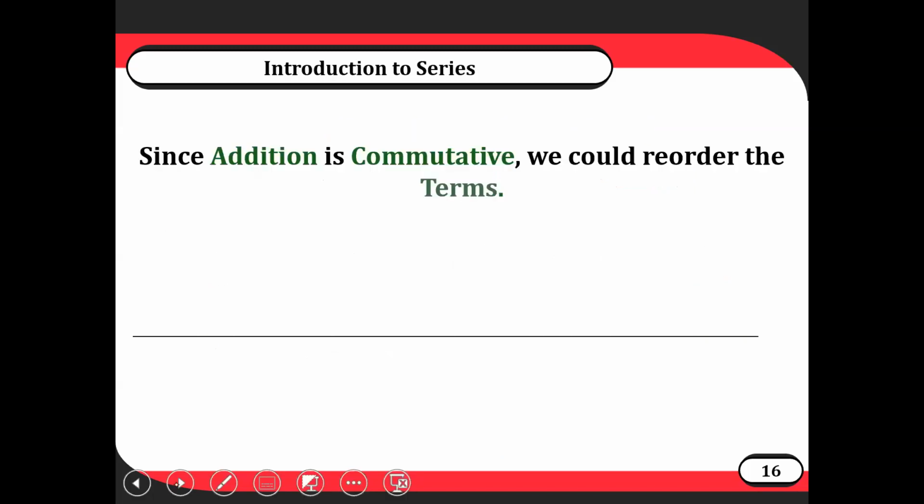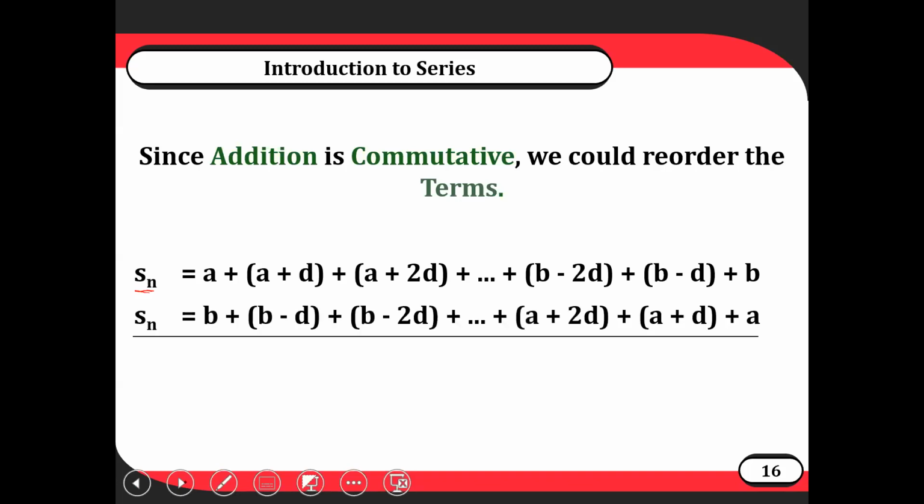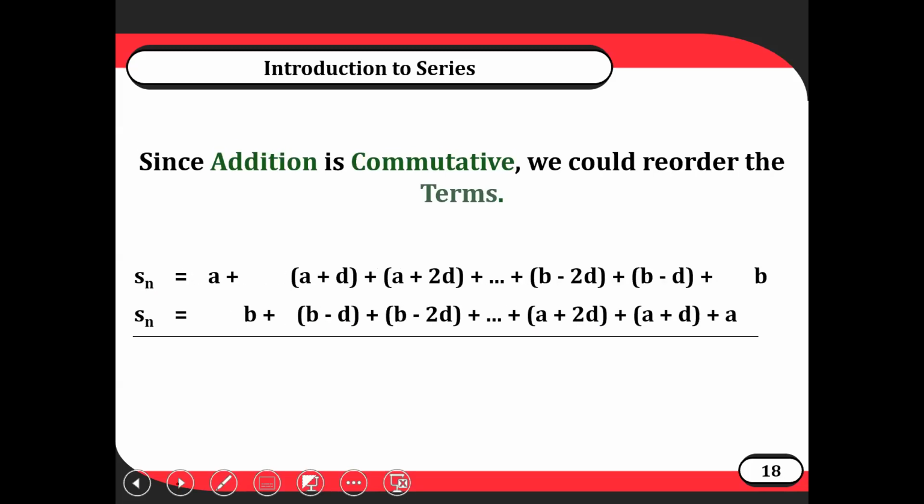All right. Since addition is commutative, we can reorder the terms. So this is our original series written in the original order, and then we're going to write it again backwards, in reverse order: b plus (b minus d) plus (b minus 2d), all the way back to a. We're going to shrink it a little bit and stretch it out, and then add these two together. So we get 2 times the series is equal to a plus b for these two terms. And you'll notice we have a plus d here and a minus d here, so those two things cancel each other out, and we end up with a plus b there.